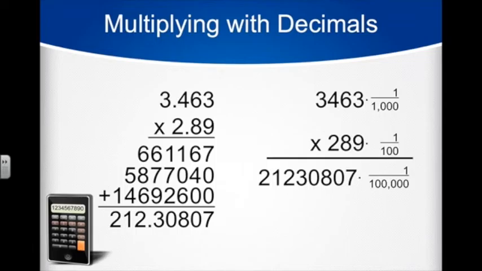Now when we multiply, we still get the 212,30807, but it's multiplied by 1 hundred thousandth. That's where the 5 decimal places come from, because 1 hundred thousandth is like dividing by 10 to the 5th power, which moves our decimal place over 5 places.